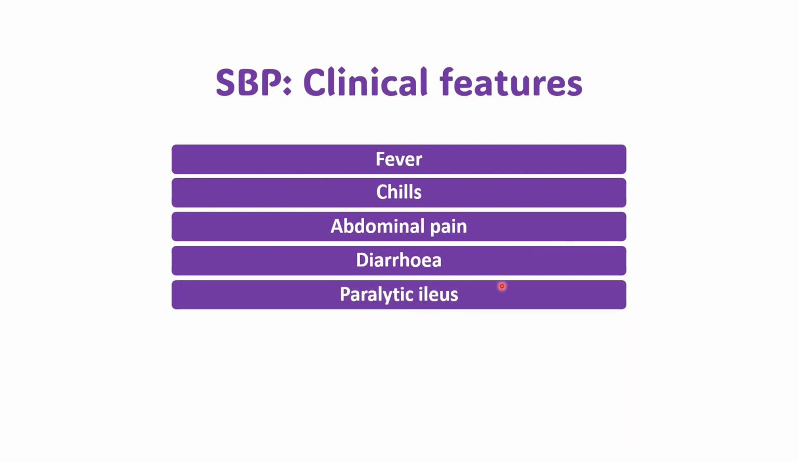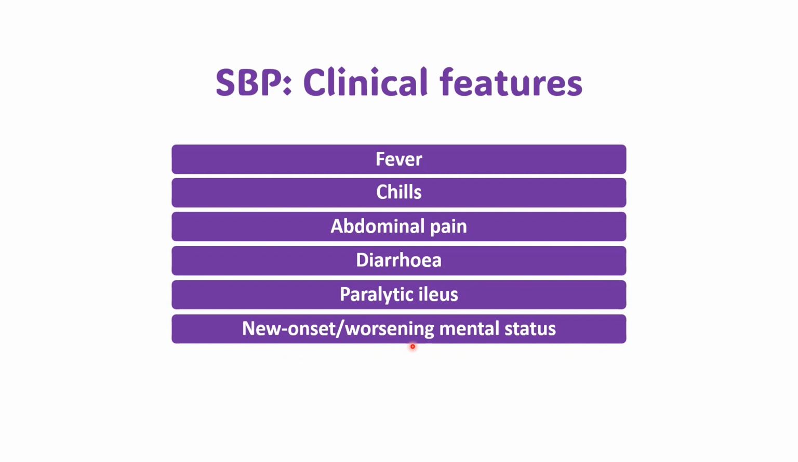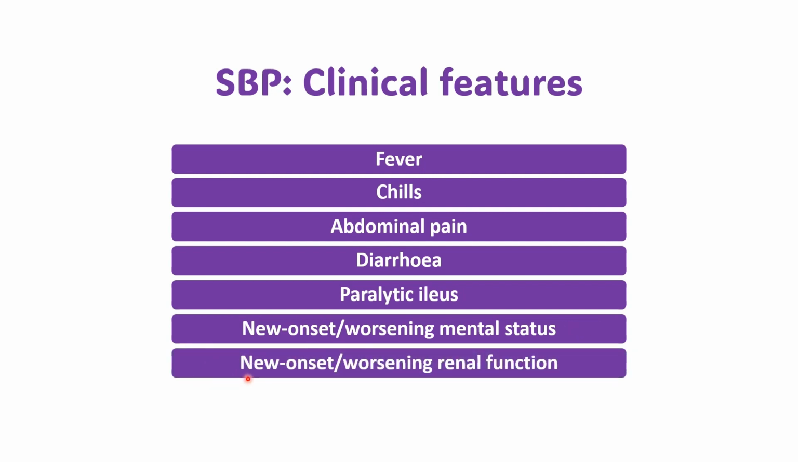Do you remember that was related to the backup of blood due to the portal hypertension? So we're going to have less gut peristalsis occurring, and then they might have new onset or worsening mental status. That could be related to worsening hepatic encephalopathy if they have cirrhosis. Or they could have new onset or worsening renal function. All right, and renal failure is probably the main complication of SBP. We're going to talk about that later in the video.